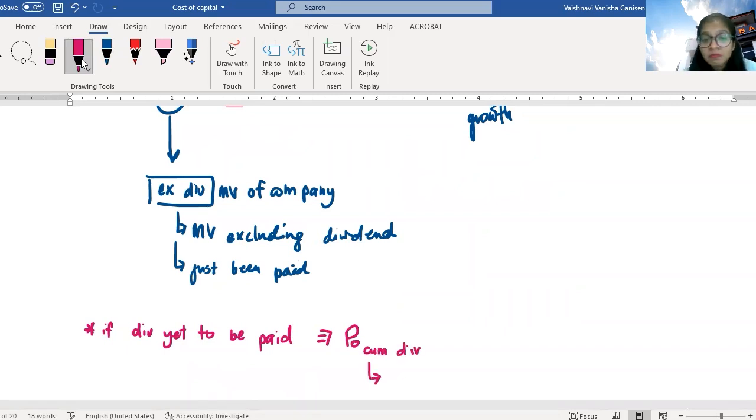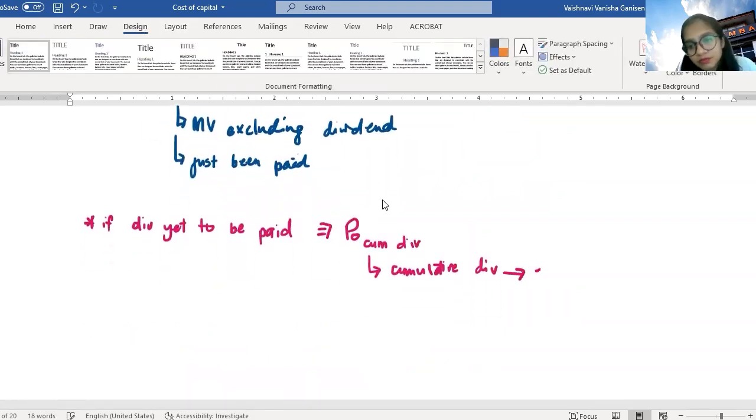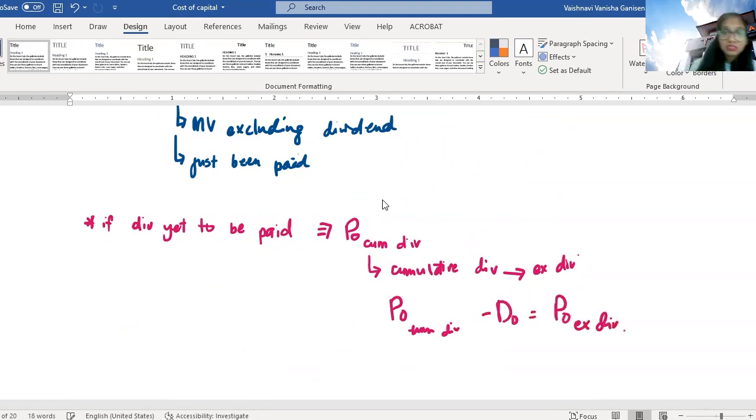What does cum div mean? Cumulative dividend. To convert cum dividend to ex dividend, you take your P0 cum div minus D0, and you will get P0 ex div. Guys, this is important because the examiner has tried to trick our students before by asking these kinds of funny questions. All right, so now back to our question previously.